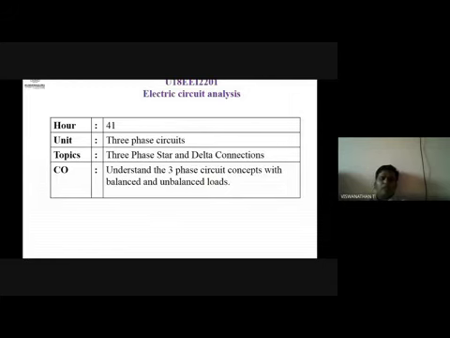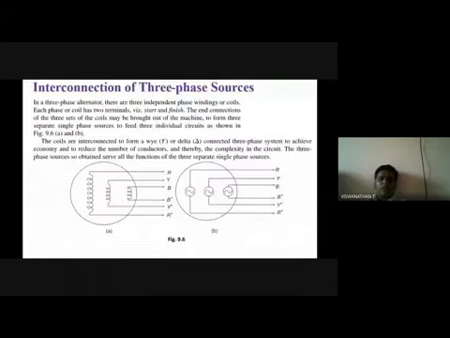First we need to know about the interconnection of three-phase sources. In the last session we discussed three-phase supply. In this session we focus on how we interconnect those three-phase sources. Once we get the output from the three-phase alternator, those three phases are independent of each other. Those coils have two terminals, start and finish. The end connections are brought out of the machine and they form individual circuits.